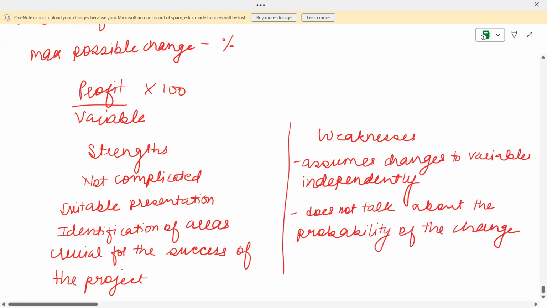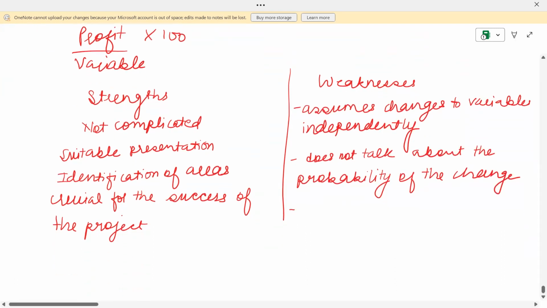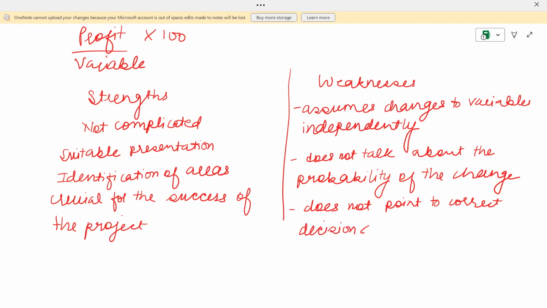Another weakness which we can discuss for sensitivity analysis is that it provides information on the basis of which decisions can be made, but it will not always point to the correct decision directly. So these are a few strengths and weaknesses of the sensitivity analysis.